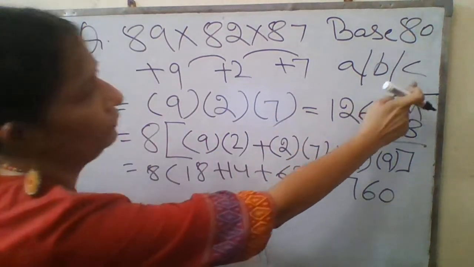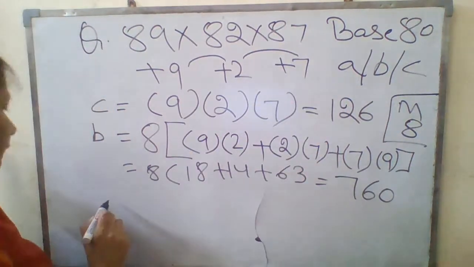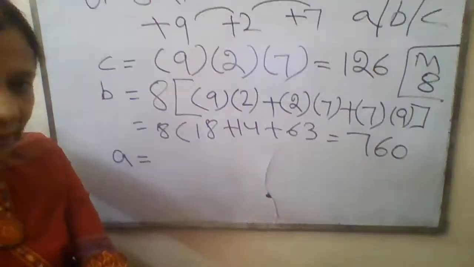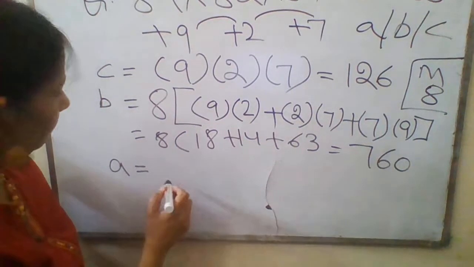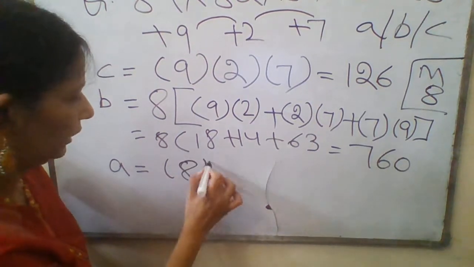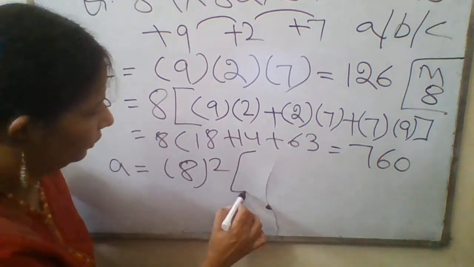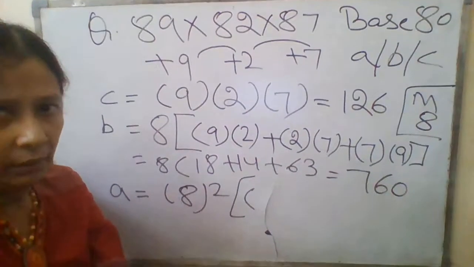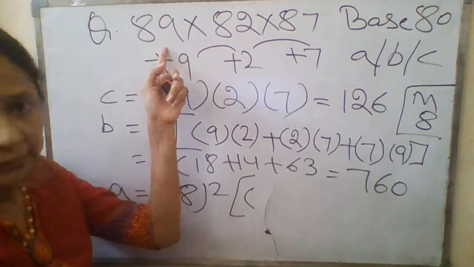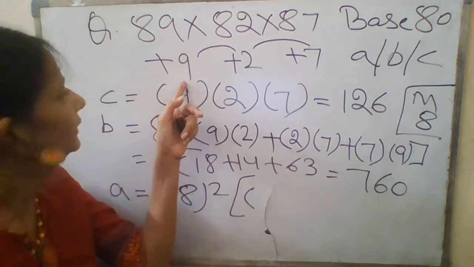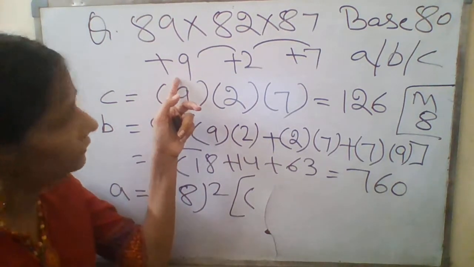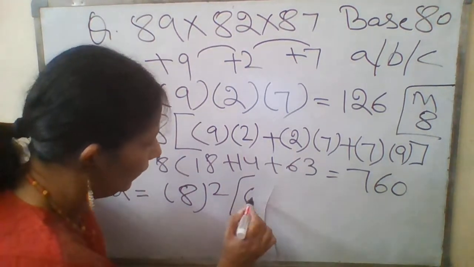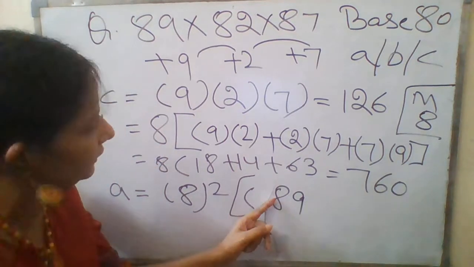Okay, you got the value of C, you got the value of B, now you have to find out the value of A. To find out the value of A, you have to first take the square of the multiplier: square of 8. Then put a bracket, then now you see 89. If I take 89, then you look at the excess value of 89. 9 is the excess value of 89. So right now I am going to write down here 89. Okay, I have written this 89.